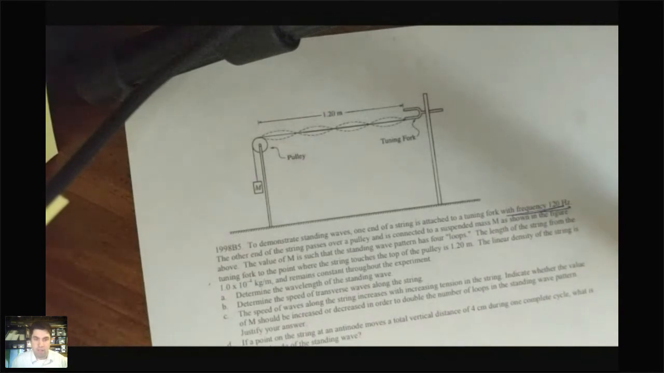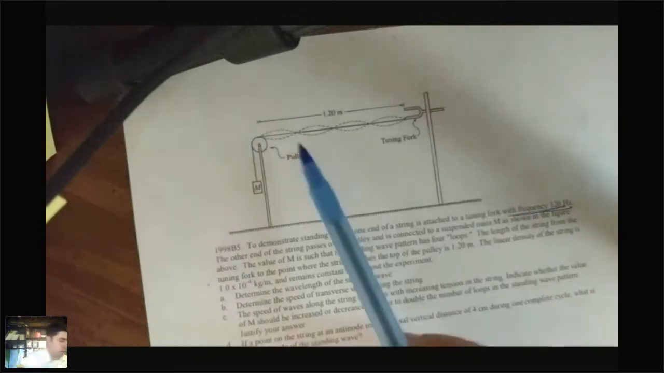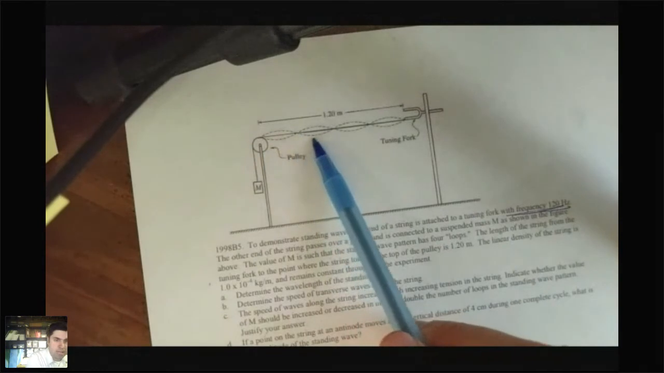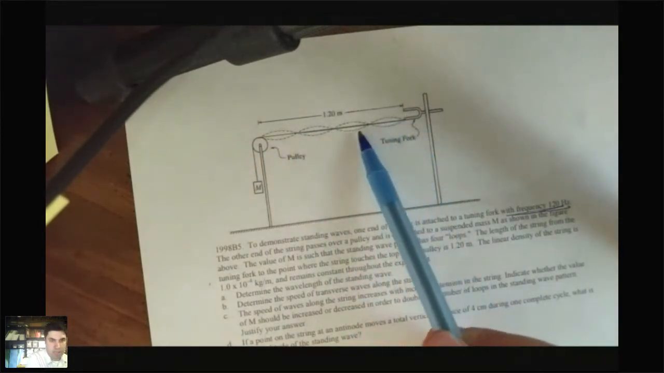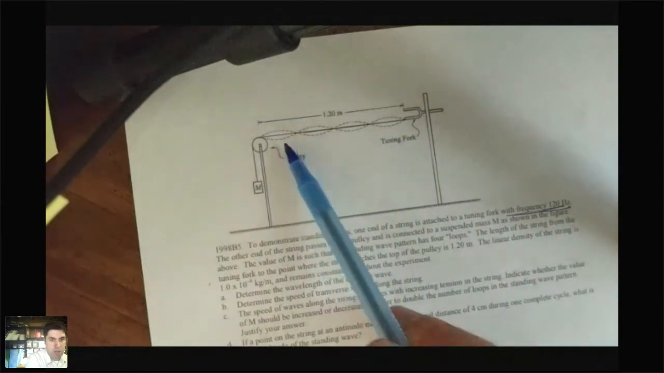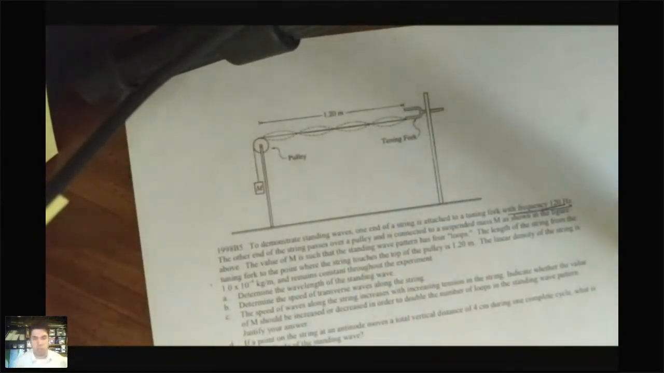The value of M is such that the standing wave pattern has 4 loops in it. Loops in quotes. So basically, you've got a wave starting here, going up and down and up and down and up, and then it hits here and bounces back, up and down, up and down, up. 1, 2, 3, 4 loops in quotes. The length of the string from the tuning fork to the point at which the spring touches the loop is 1.2 meters, and the linear density of the string is 1 times 10 to the negative 4th kilogram per meter.